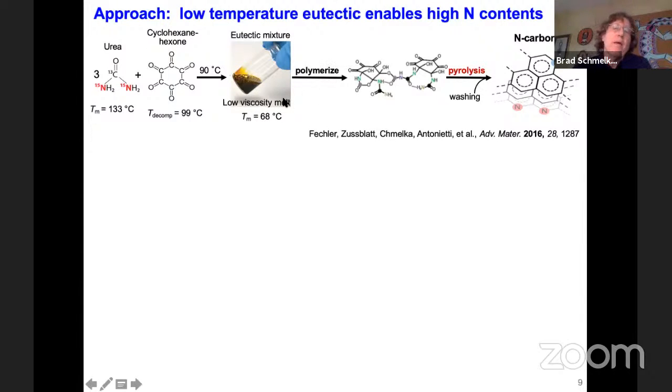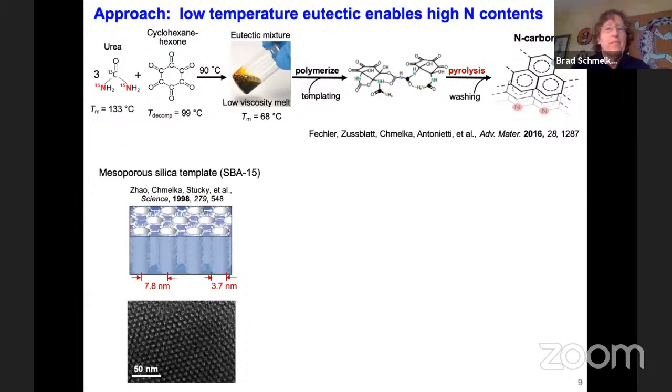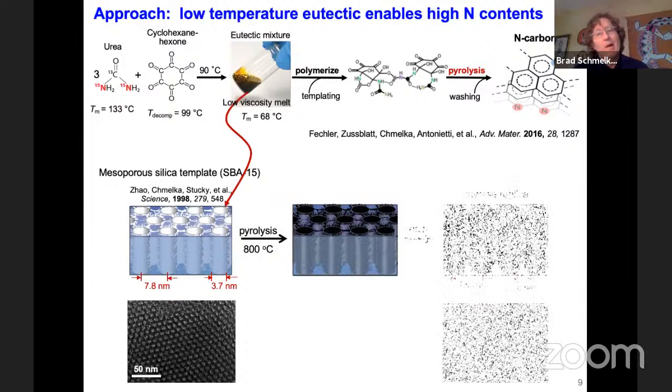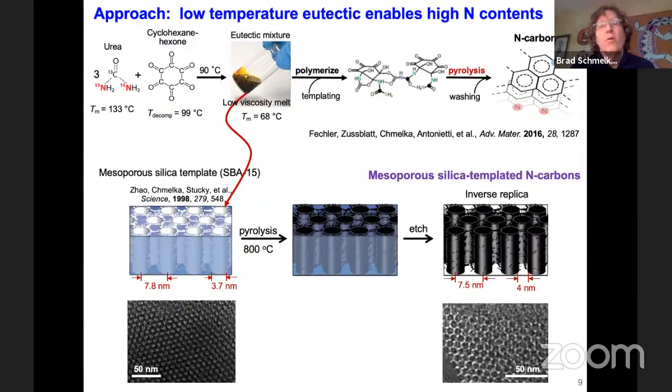So after this melt, we polymerize it, it cross-links, locks in essentially the nitrogen, and then the pyrolysis reduces it to this graphitic carbon in which we now have quite high nitrogen contents. We do so by, coming from Santa Barbara, where we developed a number of years ago the use of block copolymers to form mesoporous silica. We use that mesoporous silica to incorporate this low viscosity melt into those pores. We then pyrolyze it and then etch it away in sodium hydroxide, creating an inverse replica.